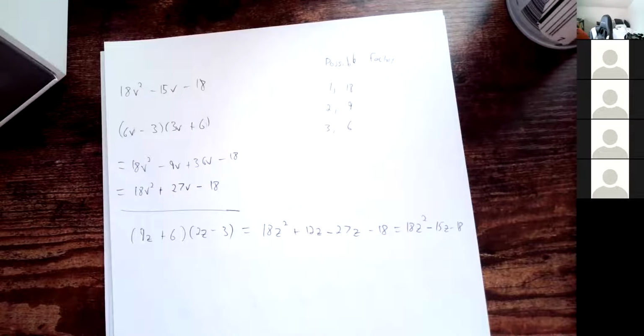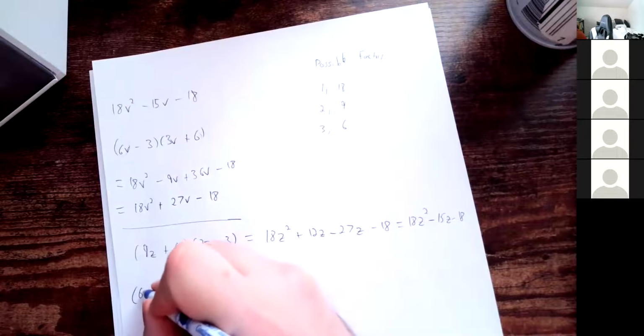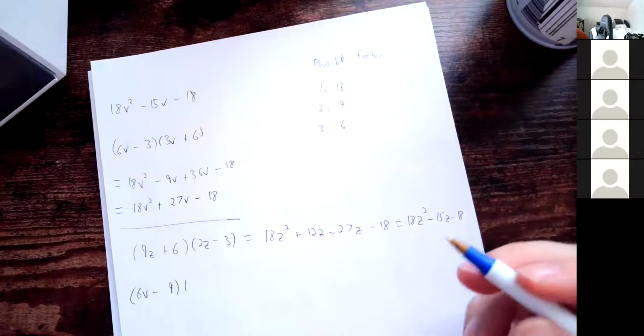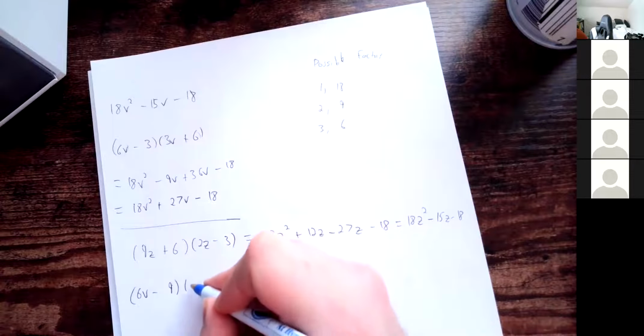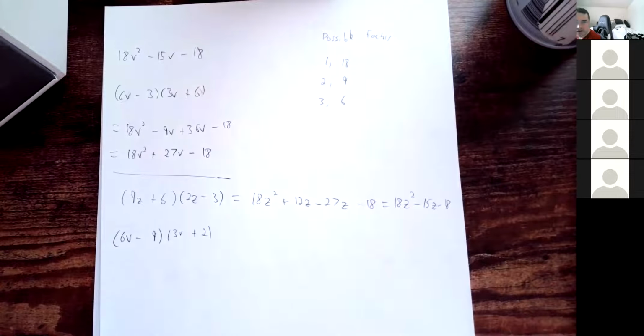And I think there's other ways you could maybe do this too. Like, let's try something else. Like if you pick 6v minus 9, out of curiosity, let's see if we can do another factorization.